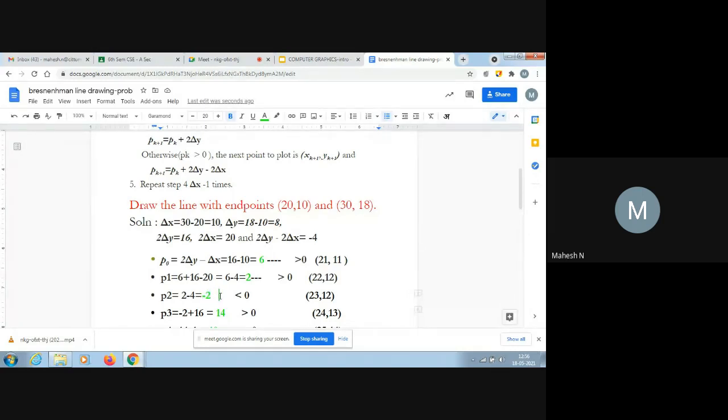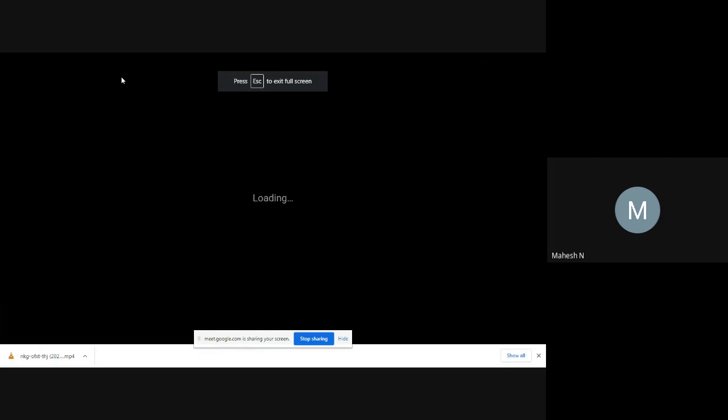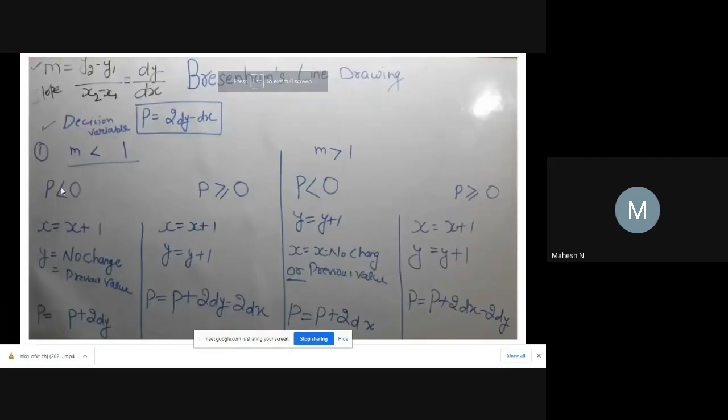Okay, when it is minus 2, when it is less than 0, what will I do? Where will I go? When my decision variable turns out to be less than 0, I will increment x by 1, but I will not change the value of y. I will keep the previous value of y as it is. And for the next vertex, the decision equation I use is new p equal to old p plus 2dy.